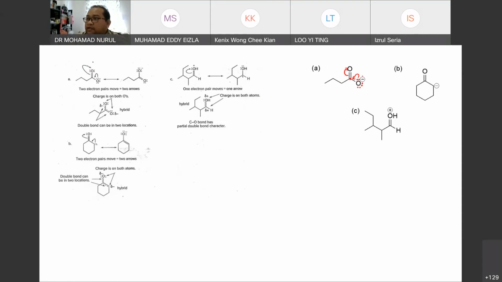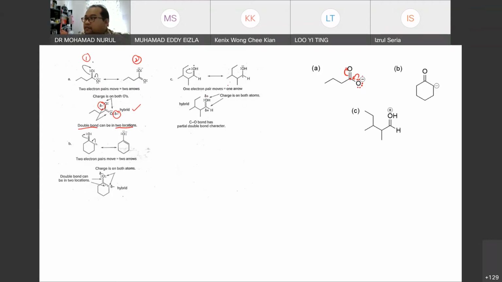Okay, so for the first structure, move to the second structure. And this is the resonance hybrid. Because this is delta negative, delta negative also. This is the delocalization of the movement of the bond. It means the double bond can be in 2 locations.